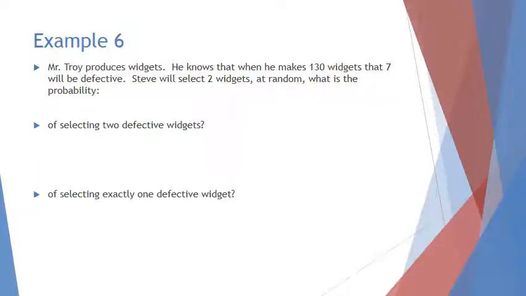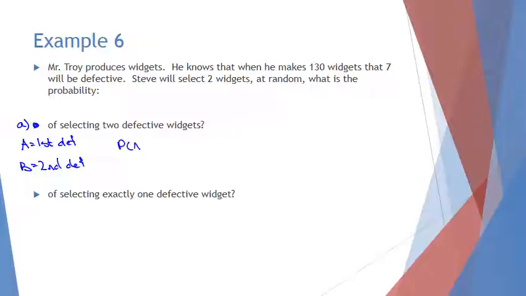Okay, example 6. Mr. Troy, that's me, produces widgets. He knows, or I know, that when I make 130 widgets, 7 will be defective. Steve will select 2 widgets at random. What is the probability, in this first question here, of selecting 2 defective widgets? Okay, so A can be first defective, and B can be second defective.